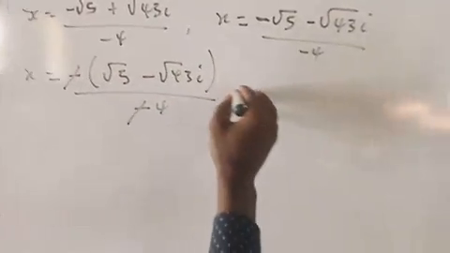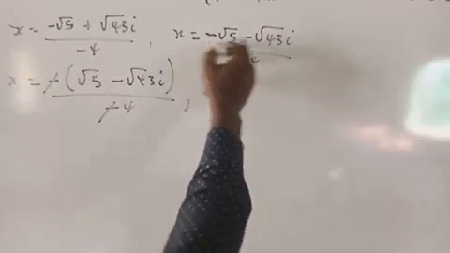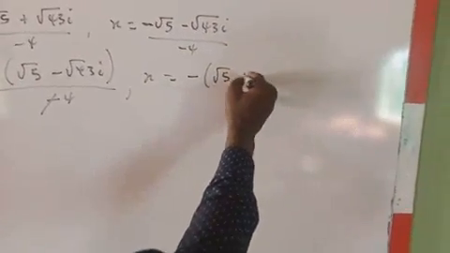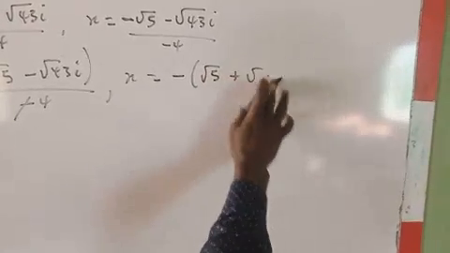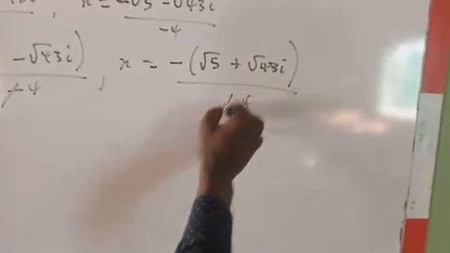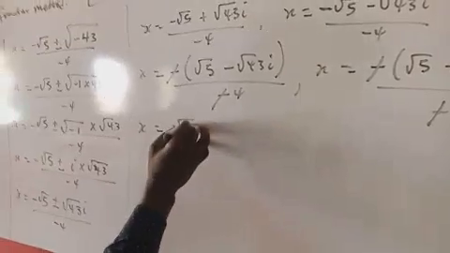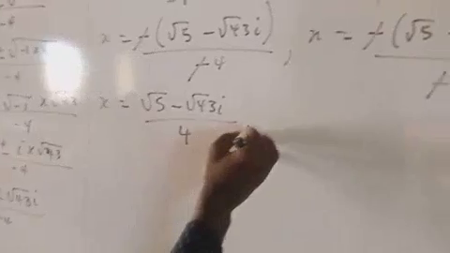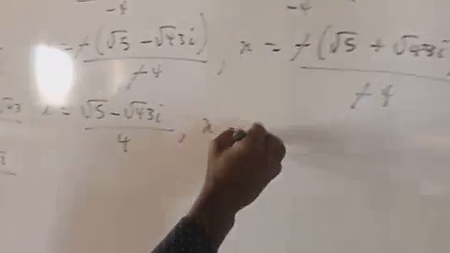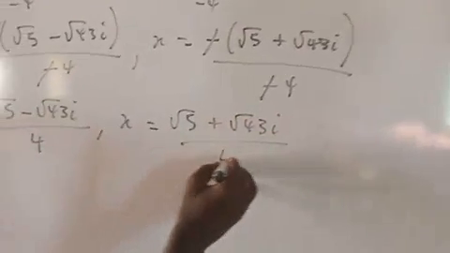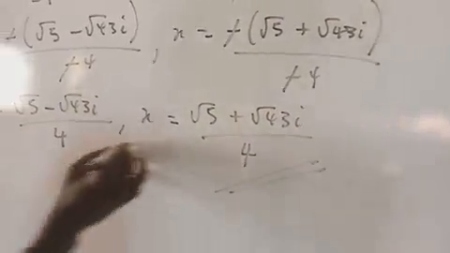And then also this place I can have x equals, factor out the signs, minus outside. So I have root 5, then I have plus 43i over minus 4. So minus here can cancel minus here. So my final result becomes x equals square root of 5 minus square root of 43i divided by 4, and then x is equal to root 5 plus root 43i divided by 4. And this is my final result.